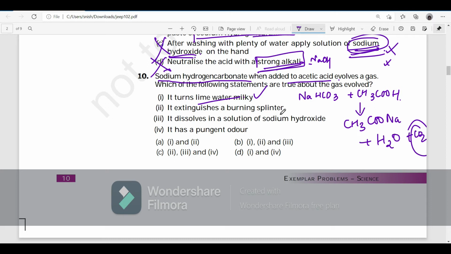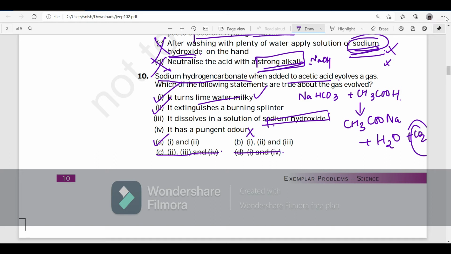Does it extinguish a burning splinter? Then it dissolves in a solution of sodium hydroxide, and finally it has a pungent odor. Of course it doesn't have a pungent odor because CO2 is around us and we don't find any pungent odor around us. So the fourth option is eliminated, and these are also eliminated. One must be there. Speaking about the third one, it dissolves in a solution of sodium hydroxide. Nothing such is being observed. So it's 1 and 2. The 10th one is the first option.